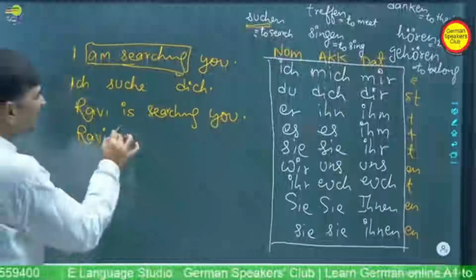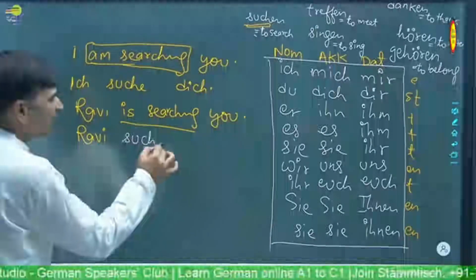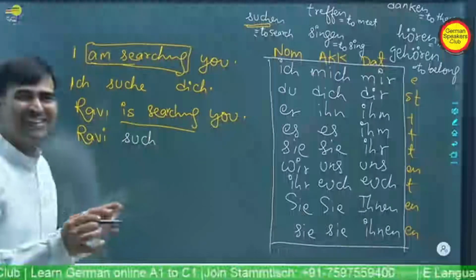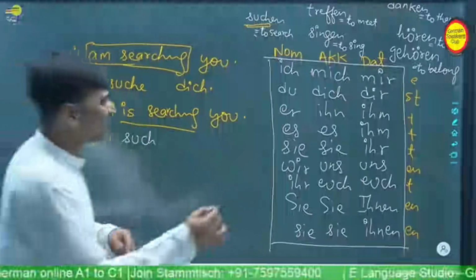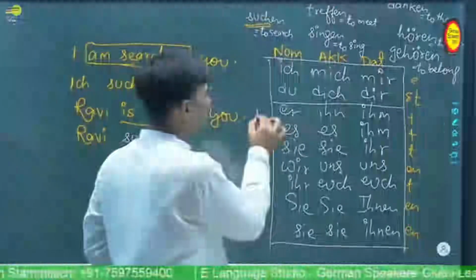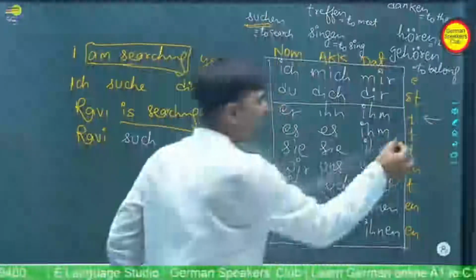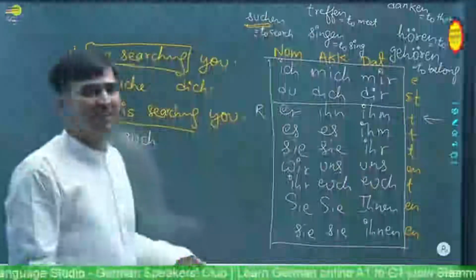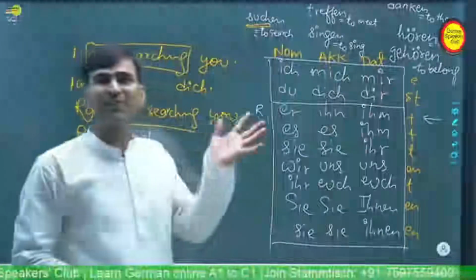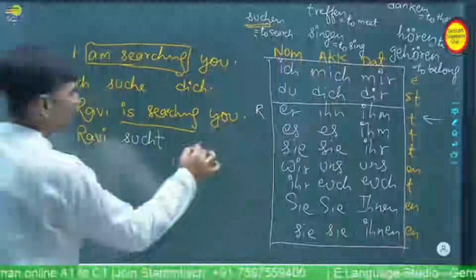Yeah, so ich, suche, dich. I am searching you. What should I do with the ending? If I have to say, not me, it's Ravi who is searching you. So, Ravi sucht, in English it is going to be Ravi is searching you. So you will be writing Ravi. I am not Ravi. What am I going to write with this? What should I end with? The t will be added because of Ravi.